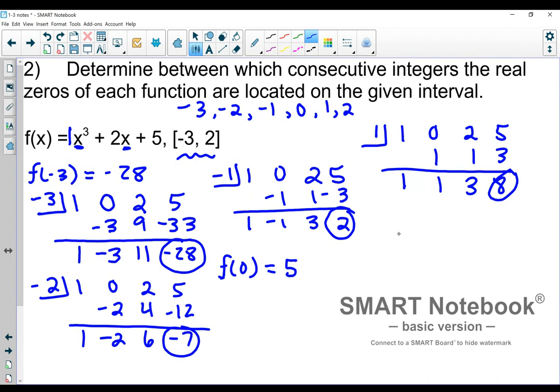So I know that the 0 is, let's see, it would be between -2 and -1. Or we could write it as an interval, (-2, -1). I guess we could write it that way as well. But that's where our only 0 is going to be for this function. It's between -2 and -1.